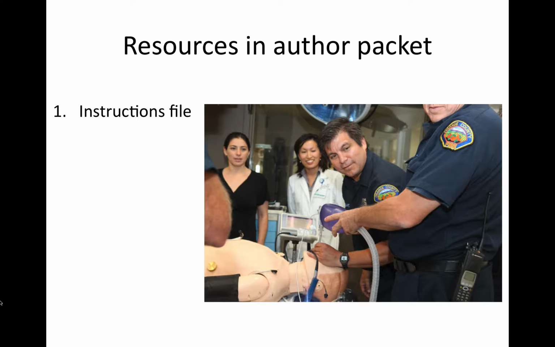The first item in your simulation scenario author packet is the instructions file. And in this instructions file, you're basically going to find a file that can serve as a template or a table of contents that's going to give you insight into all the materials you have available for you in the package to help you create your simulation scenario. Now, in this instructions file, you're going to have a brief comment on what each of the other files or folders are and how you can use them to create your simulation scenario.